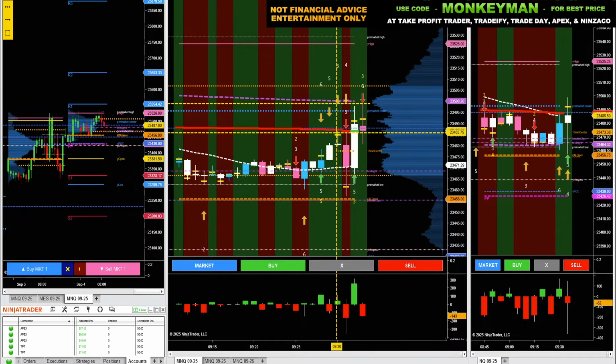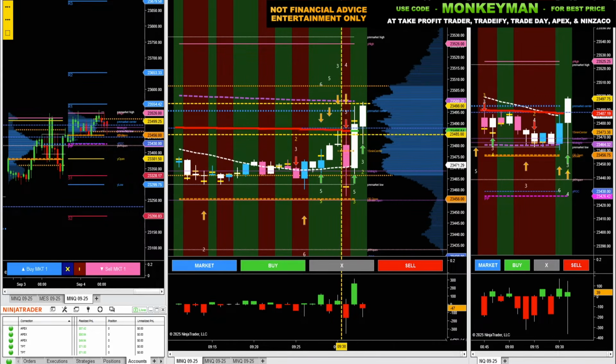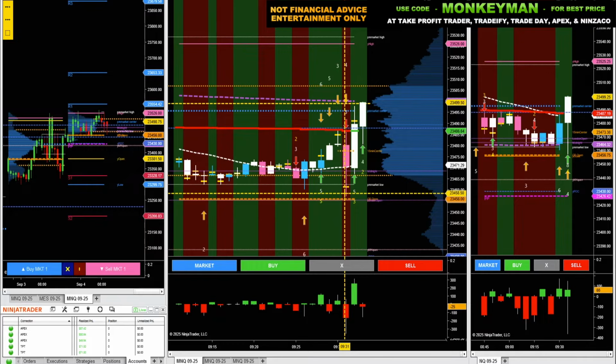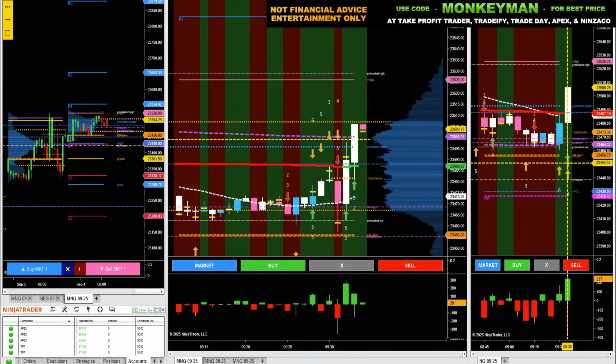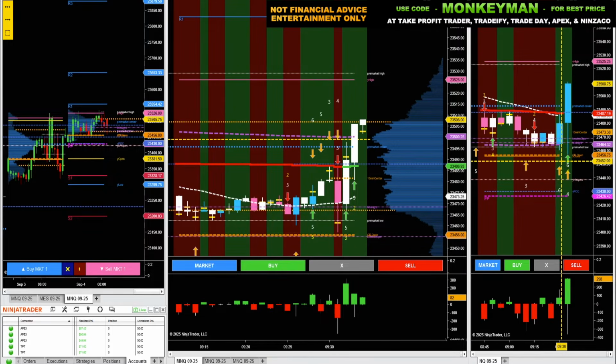We were right at VWAP, grabbed a short. We dropped over 20 points off of VWAP. Now we've got some imbalance signals to the upside, moving a little higher here, and getting a washout and imbalance to the upside on the 5-minute over here.